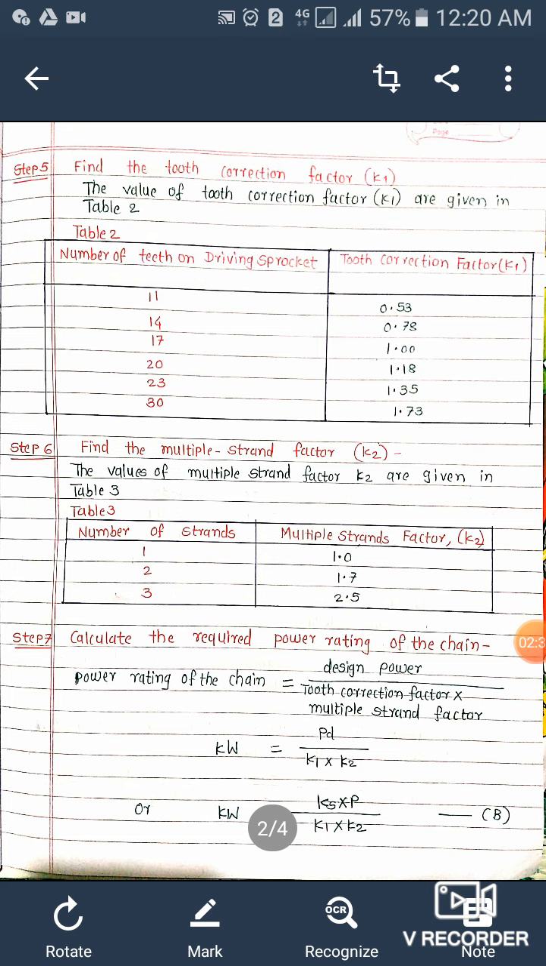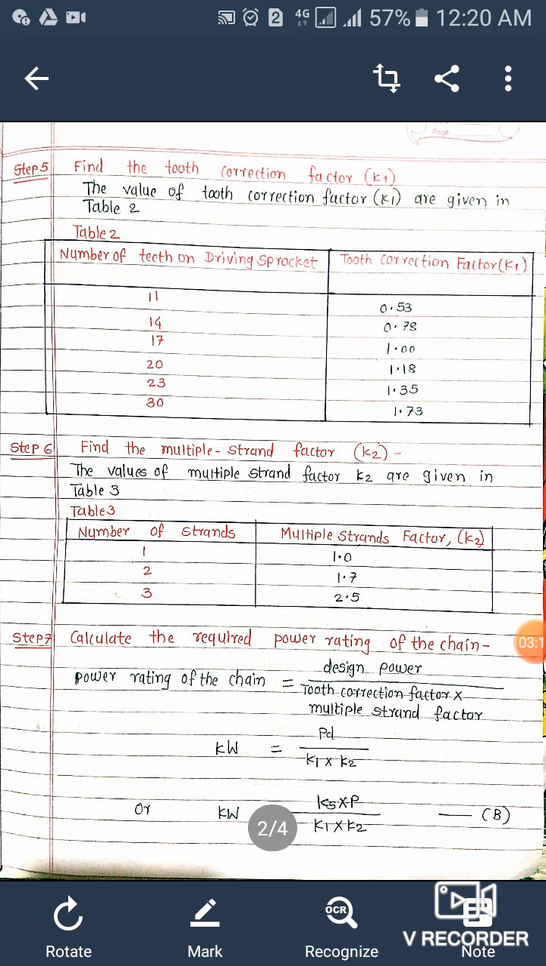The values of the tooth correction factor are given in table number 2. So two columns are there: number of teeth on the driving sprocket and tooth correction factor K1. If the driving sprocket's number of teeth is 11, then the tooth correction factor K1 is 0.53. If the number of teeth is 14, then 0.78 is the K1 value. If the number of teeth is 17, then 1; for 20, 1.18; for 23, 1.35; for 30, 1.73.